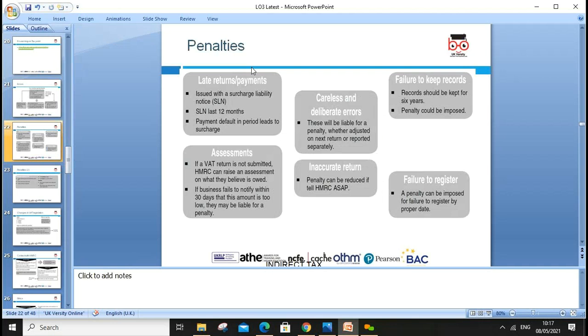So for a late return and payment, a surcharge liability notice is issued. A 12-month period, and a payment default in that period leads to a surcharge assessment. If the VAT return is not submitted, HMRC raises an assessment of what they believe to be owed. Careless and deliberate errors will be liable to penalties. An inaccurate return penalty can be reduced if you tell HMRC. Failure to keep records for 6 years can bring a penalty, and failure to register can also bring a penalty.